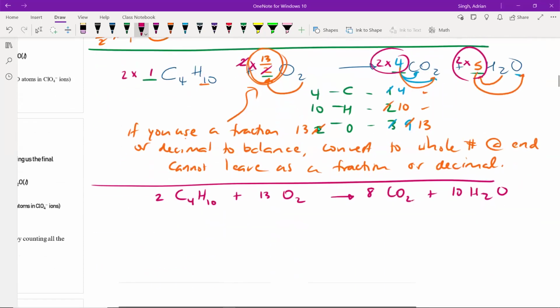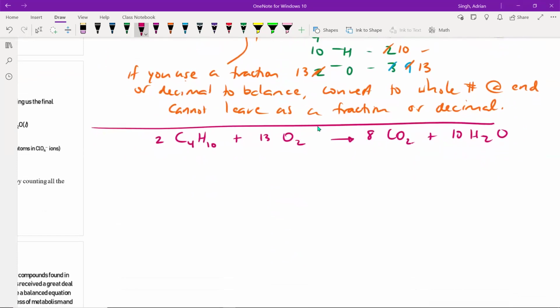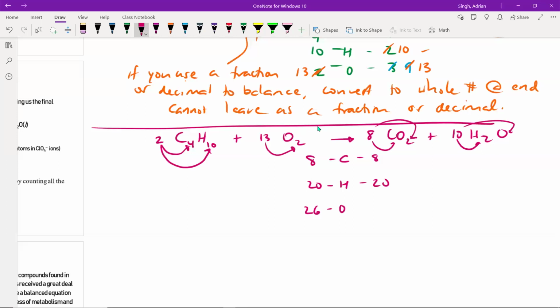Okay, and if I count my atoms again, so I have my C's, H's, and O's. On the left side, I have 2 times 4, which is 8 C's. On the left side, I have 2 times 10, which is 20 H's. On the left side, I have 13 times 2, which is 26 oxygens. On the right side, I have 8 times 1, I have 8 C's. On the right side, I have 10 times 2, which is 20 H's. And when I look at my oxygens, I have 8 times 2, which is 16, plus the 10 O's in 10 H2O's. 16 plus 10 is 26.